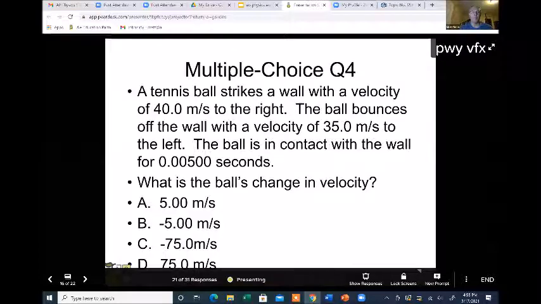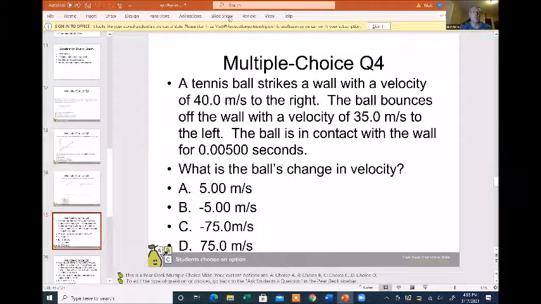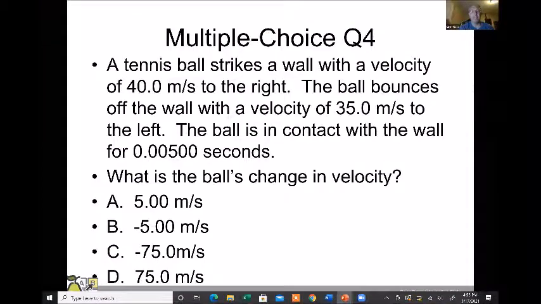All right, I'm going to go back to my PowerPoint screen for a second, so go back to Zoom with me for just a minute. So remember, to find a change in anything, in this case, we're looking for a change in velocity, it's the final minus the initial. So what's our final velocity in this problem? Somebody help me out. Final velocity. Negative 35 meters per second.